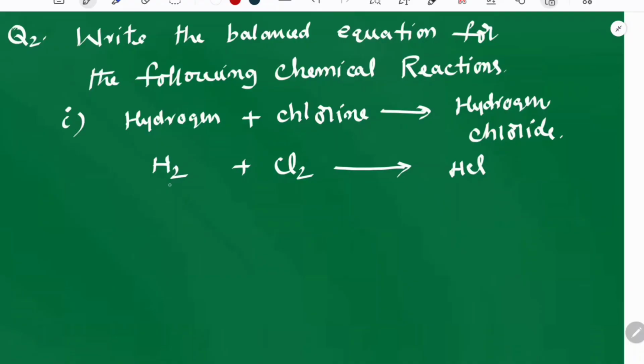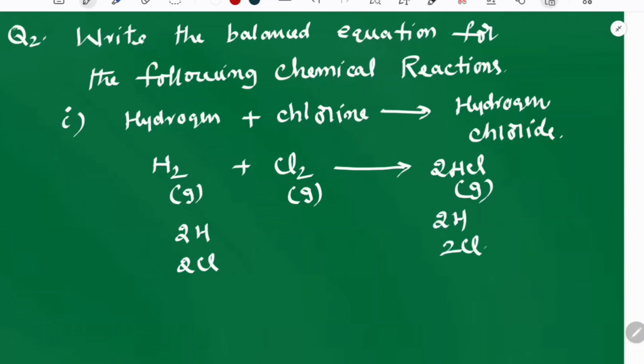Just observe here: 2 hydrogens, here only 1 hydrogen. Here 2 chlorines, here only 1 chlorine. So if we keep 2, is everything balanced or not? If we keep 2 here, everything is balanced. This is a gas, this is a gas, this is also a gas. So this is already balanced. Here 2 hydrogens and 2 chlorines, here also 2 hydrogens and 2 chlorines. Any doubt in equation 1? Nothing. Okay. Next, 2.